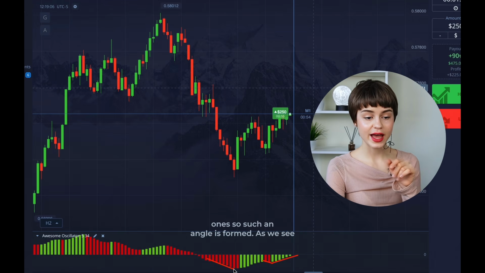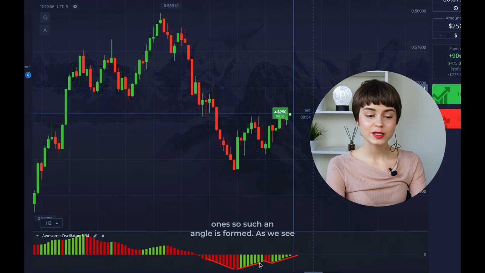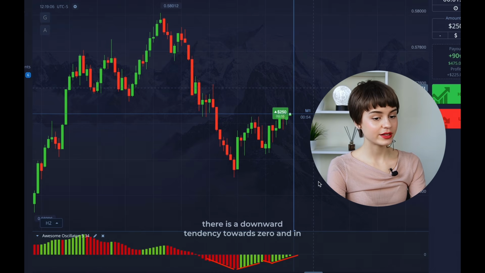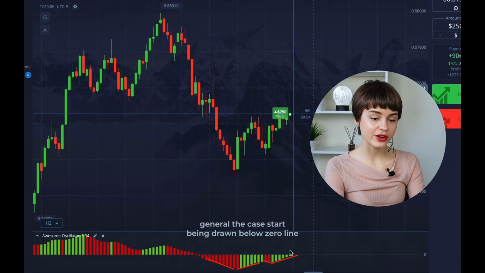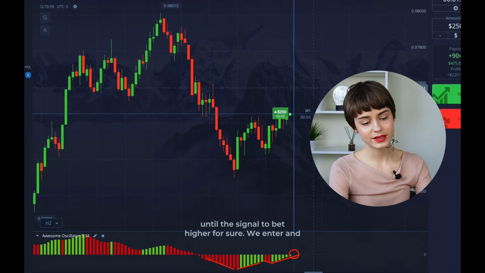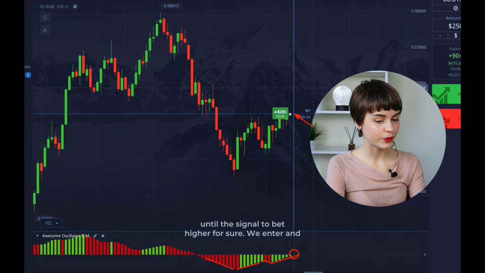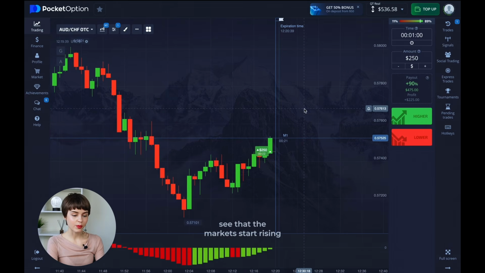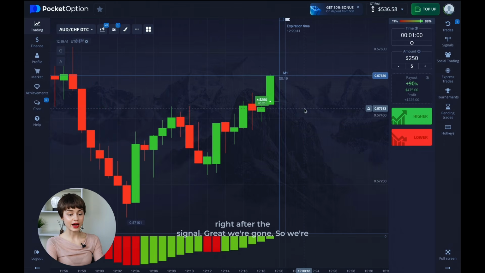So such an angle is formed. As we see, there is a downward tendency towards zero, and in general, the case starts being drawn below the zero line. It is a signal to bet higher for sure. We enter and see that the market starts rising right after the signal.